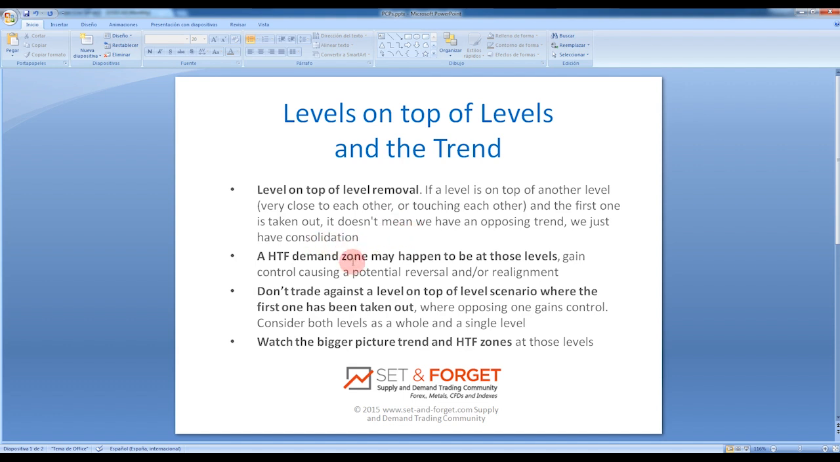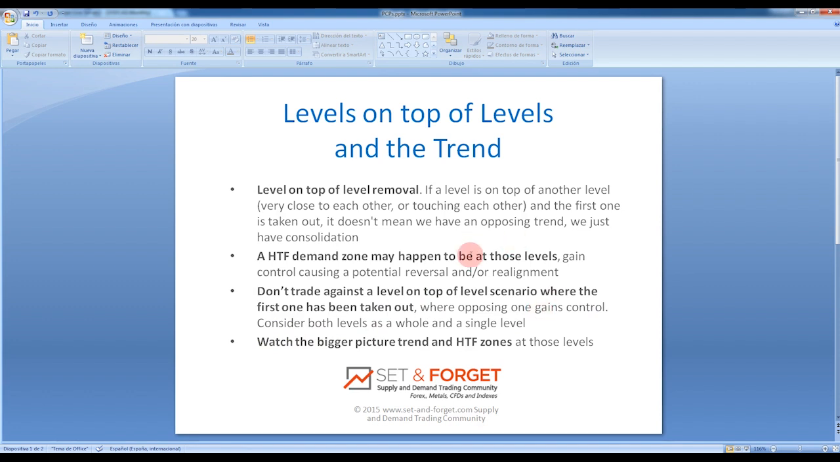We just have consolidation. Okay. We have to watch. A high time frame demand zone may happen to be at those levels, gain control, causing a potential reversal and or realignment. Don't trade against a level on top of level scenario where the first one has been taken out, just the first one, and we have an opposing one against control. Okay? Consider both levels as a whole and a single level, not just two levels.